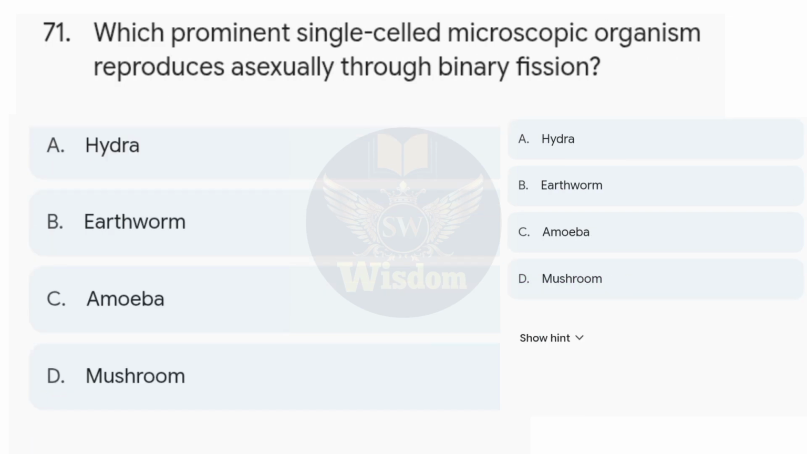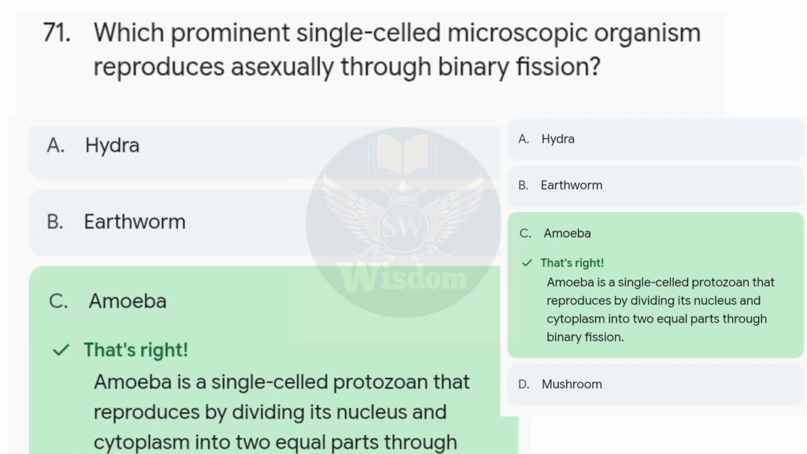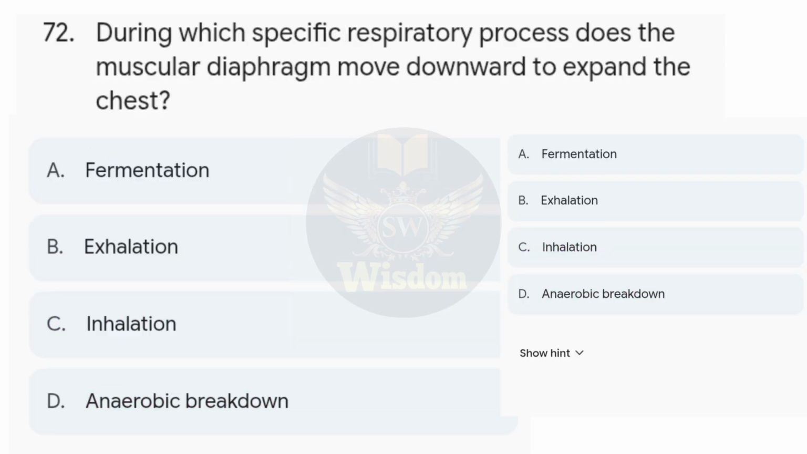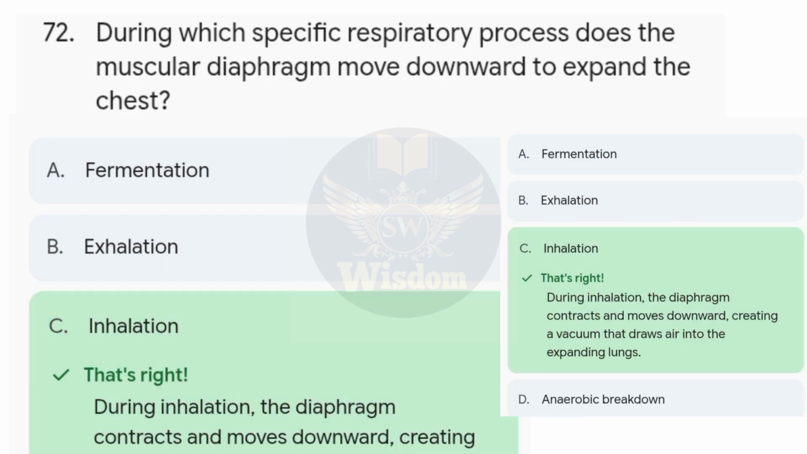Next question. Which prominent single-celled microscopic organism reproduces through binary fission? The correct answer is option C, amoeba. Next question. During which specific respiratory process does the muscular diaphragm move downwards to expand the chest? The correct answer is option C, inhalation.